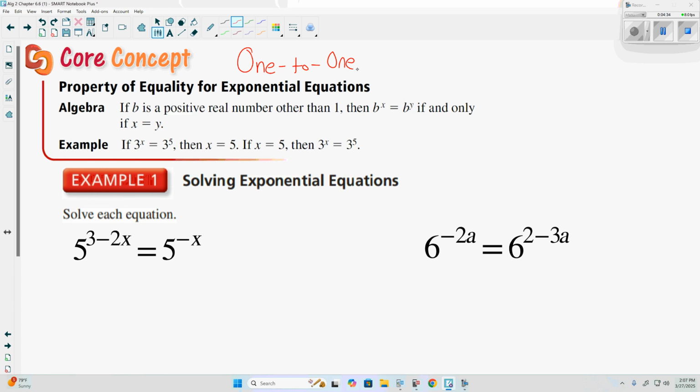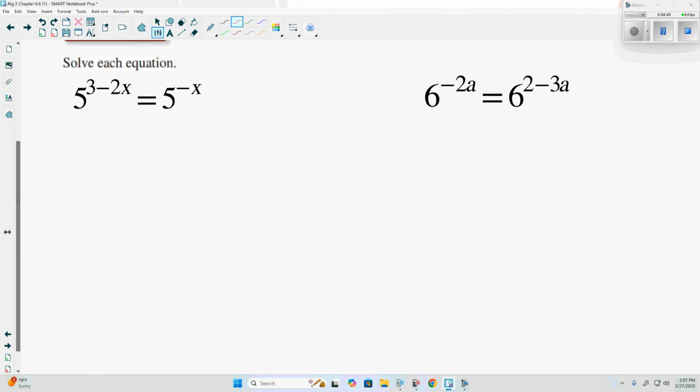And what it says is if b is a positive real number other than 1, then b to the x is equal to b to the y if and only if x is equal to y. What that means for us is if we have one base on either side and they are the same, the only way that these two can be equal is if the exponents are equal. So the only way that 5 to the 3 minus 2x is equal to 5 to the negative x is if and only if 3 minus 2x is equal to negative x. If the bases are the same, we set the exponents equal to each other.